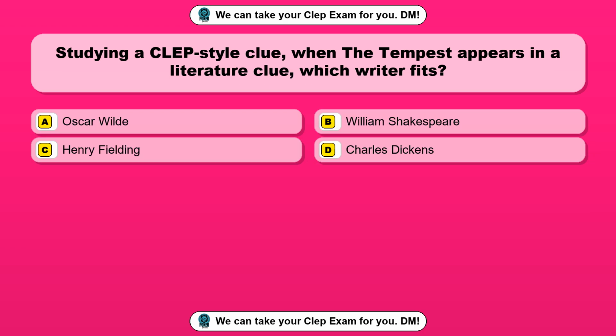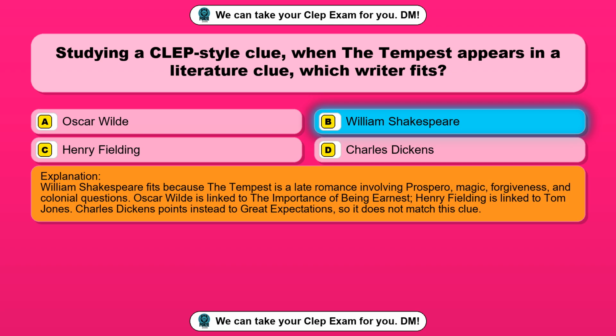Question 14. Studying a CLEP-style clue. When The Tempest appears in a literature clue, which writer fits? Option A. Oscar Wilde. Option B. William Shakespeare. Option C. Henry Fielding. Option D. Charles Dickens. The correct answer is option B. William Shakespeare. William Shakespeare fits because The Tempest is a late romance involving Prospero, magic, forgiveness, and colonial questions.